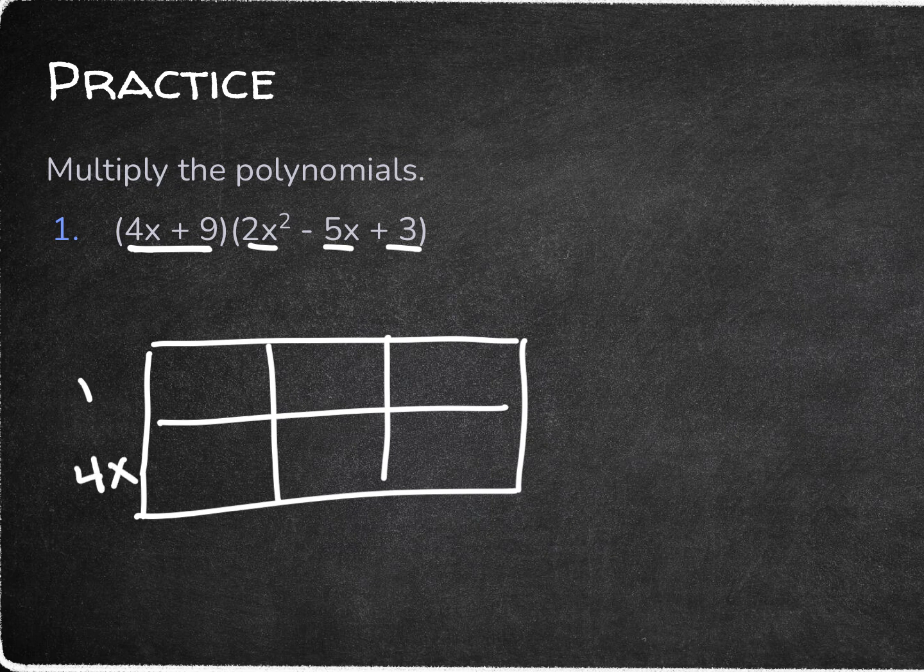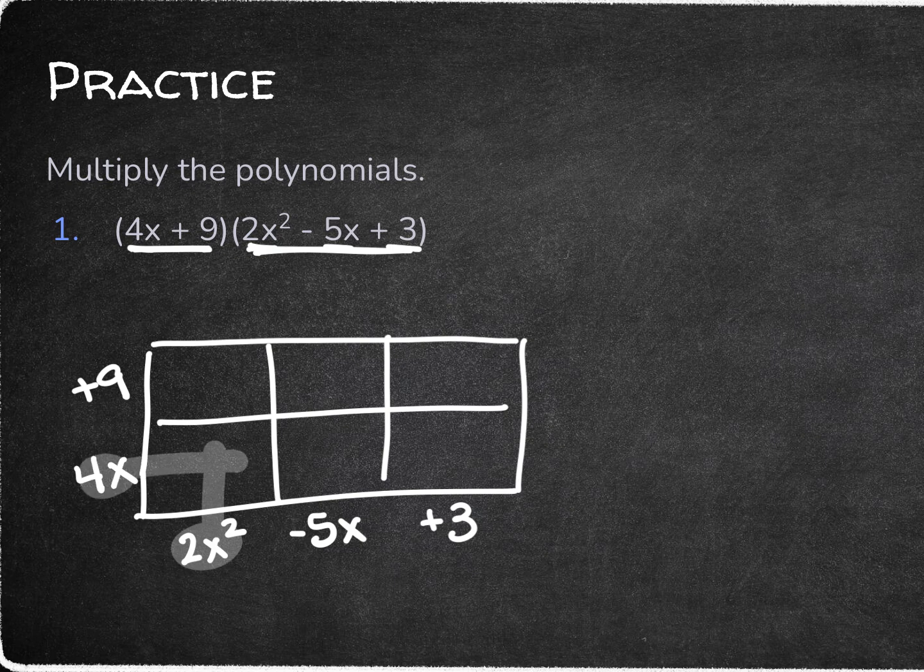I have a 4x and a positive 9. My 3, my polynomials, have to all stick together on the same side of the box, so I'm going to put those where the 3 spots are. I have a 2x squared, a negative 5x, and a positive 3. Now we're going to repeat the same process that we did yesterday. We're going to multiply the outsides to get the inside. So I'm going to get this times this to get that spot there.